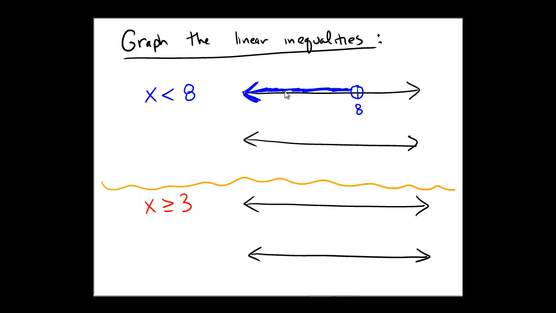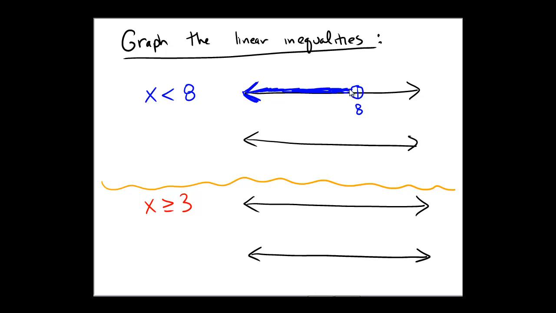So the numbers that are less than 8 would go to the left, right? Less than 8 would be 7, 6, 5, 4, 3, all the way down to close to negative infinity, essentially as far as you want to the left. Now this is the notation that our textbook uses.